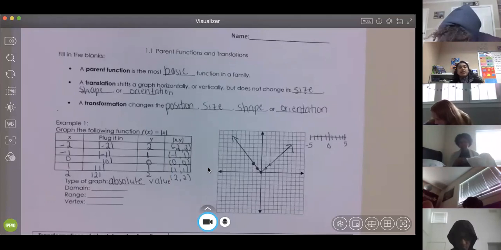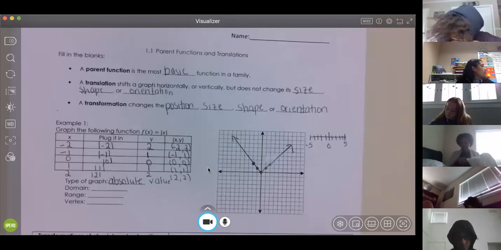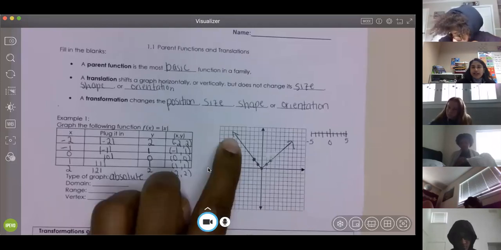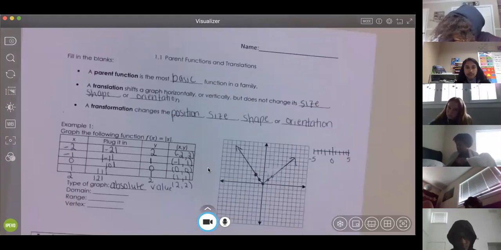All right, domain. When you ask about domain of a graph, you're talking about how far to the left and how far to the right does my graph go? So domain always has to deal with x values. So you're asking, how far to the left does my graph go? Well, this arrow means it's going on forever and ever. So it's going on forever in the left direction.